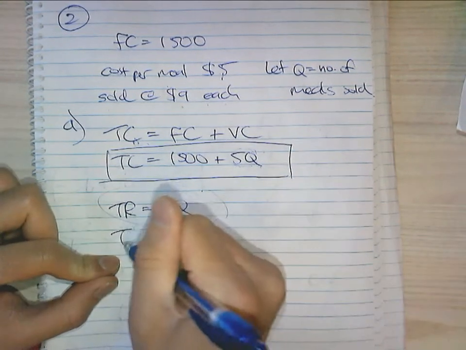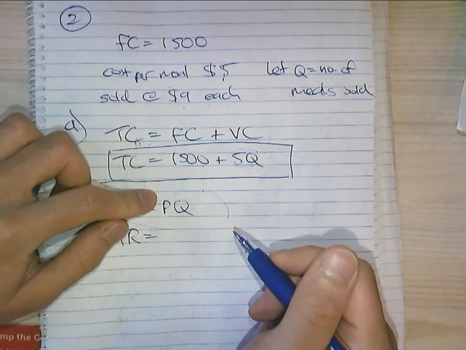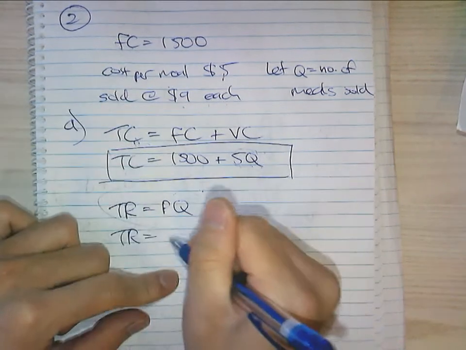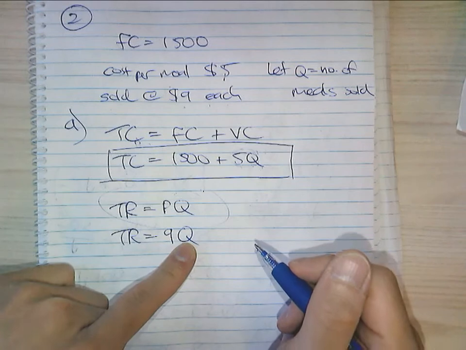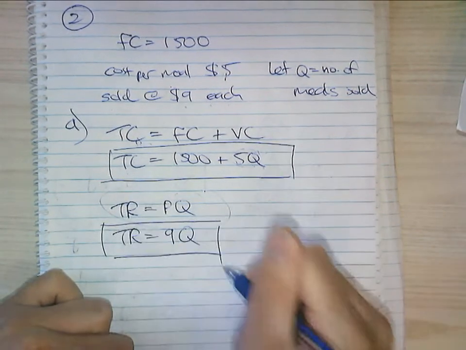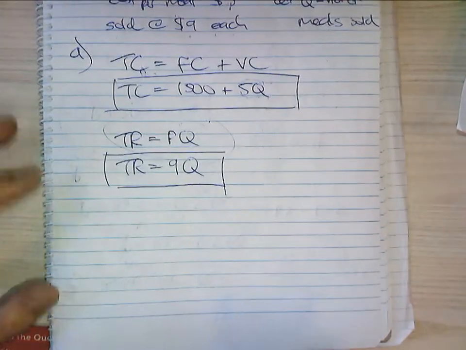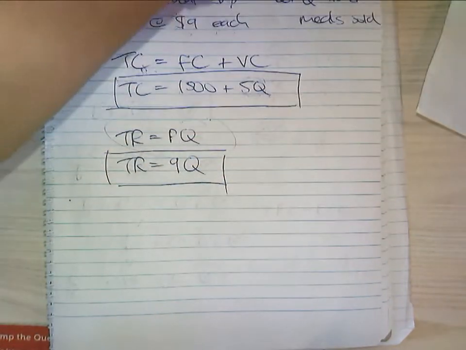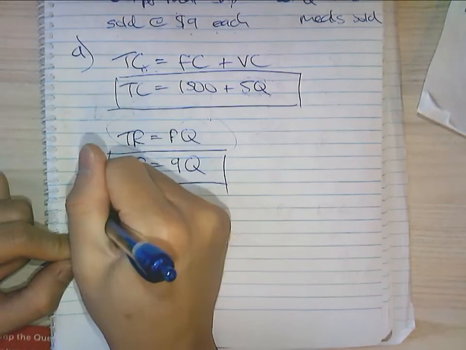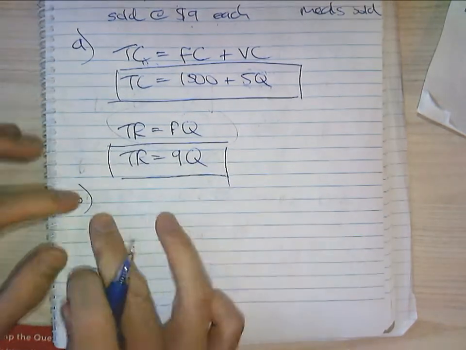Okay, so total revenue is equal to, what's your price? Your price is $9 multiplied by Q. So it depends on how many meals you sell. That's your total revenue function. Okay, for parts B, C, and D, or however many parts are left here, I'm going to get you guys to work it out whilst I walk around, but I'm going to set you up first.